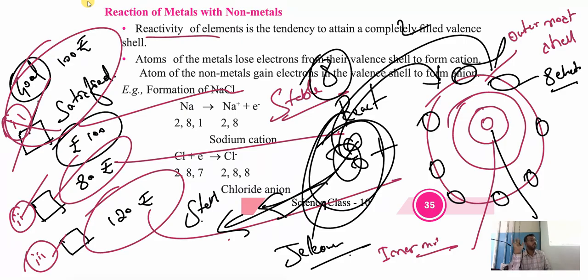चाहे इसके पास 2 रहो या 6 रहो या 10 रहो. On the whole, फाइनल में क्या होना है, 8 इलेक्ट्रॉन्स उनके आउटरमोस्ट शेल में होना है. In their outermost shell, they should have 8 electrons.